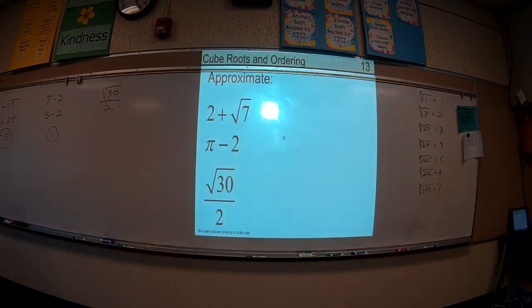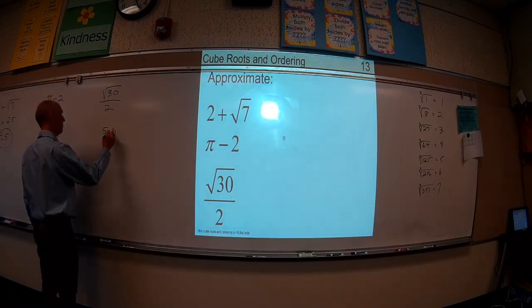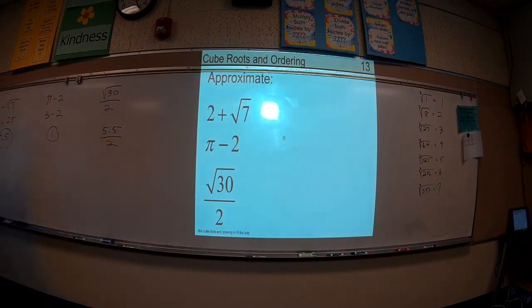Square root of 30. Just quick. 5.5. 5.5 divided by 2. No calculators. You can do this, and I'm going to tell you why you can do this.